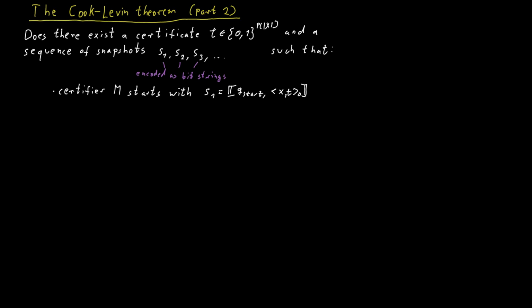Then each following snapshot should follow logically from the previous snapshots and the input. So we should have that S_{i+1} is equal to f of S_i, prefix i+1, and the input bit at the right position, position i+1. So each snapshot really follows in the correct way from the previous ones. And then the very last snapshot should be a terminating and accepting end state of the machine.